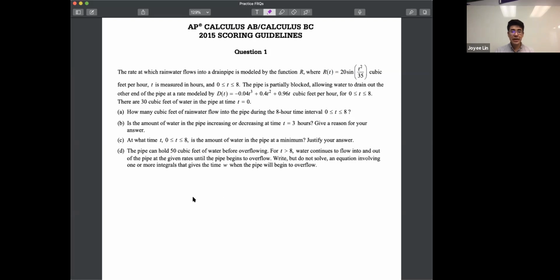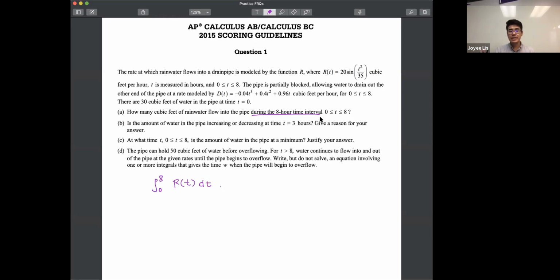Good. For part A, all you need to do is take the integral from 0 to 8 of r of t dt. And the key phrase here is during the time interval. You don't need to add whatever was there in the beginning. So that's how you do part A. Just take the integral from 0 to 8, write down a nice sentence and call it a day.